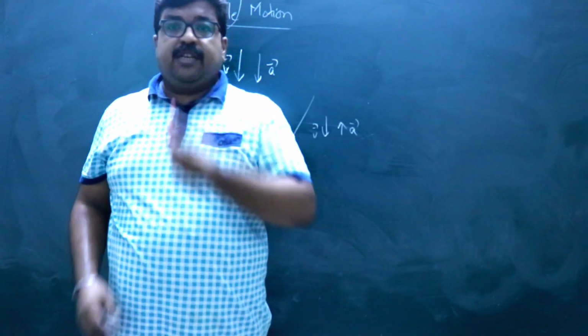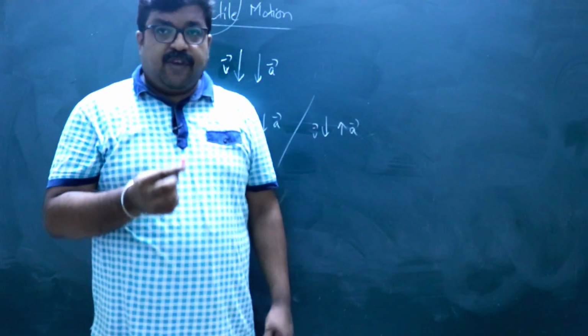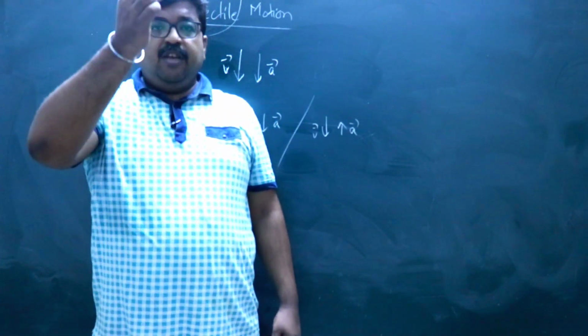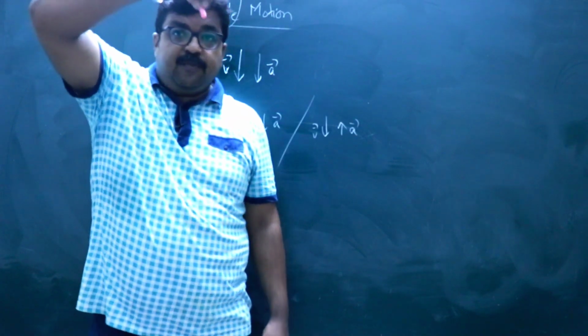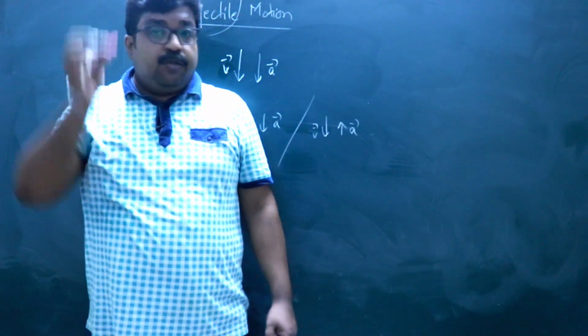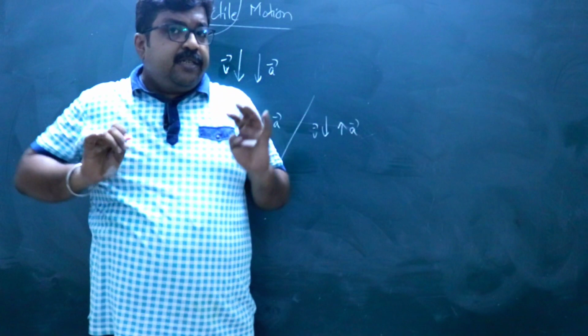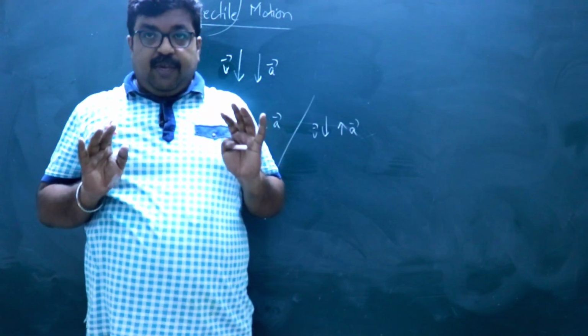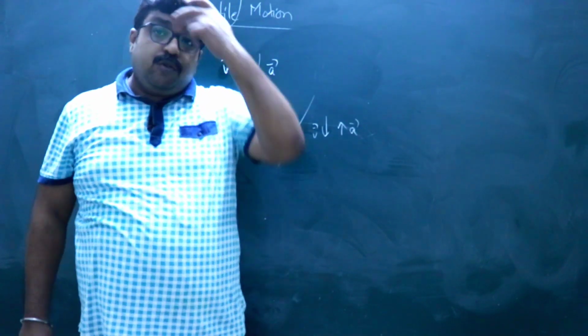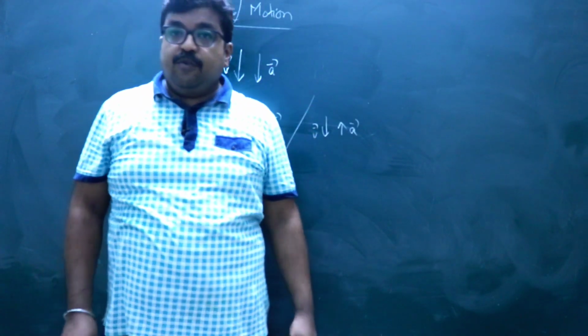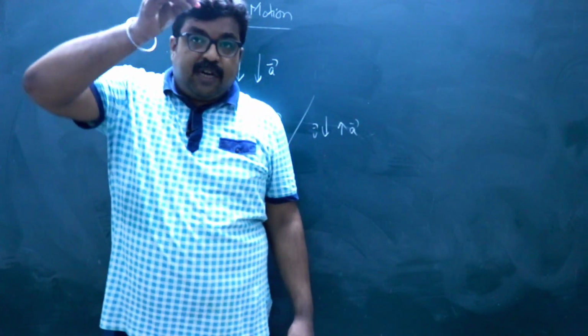So when we throw an object, the velocity will decrease with time. Velocity 5 meter per second, 4 meter per second, 3, 2, 1, 0. So at the highest point, the velocity becomes 0, but it can't stay like that. Because why? At the highest point also, it is acted upon by the gravitational force, so it is going to pull it down. So now it will start coming down.